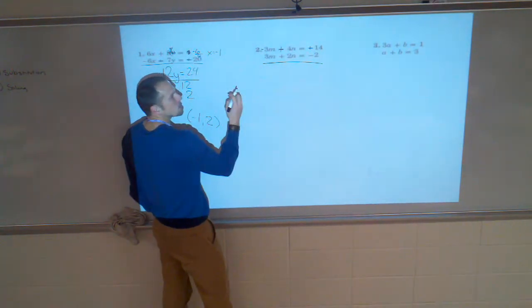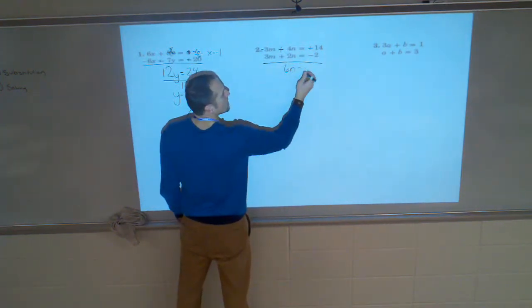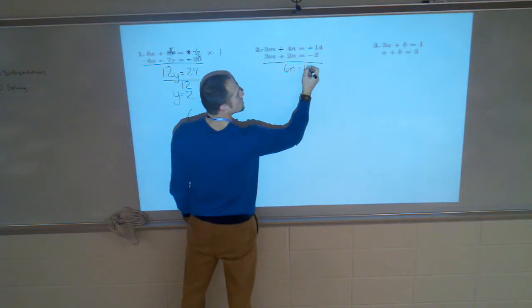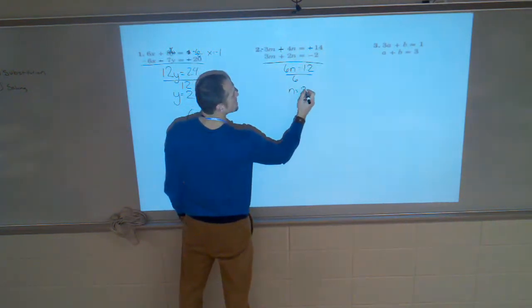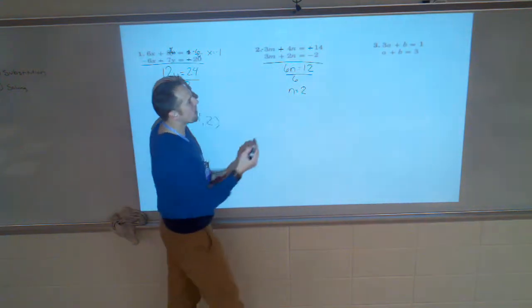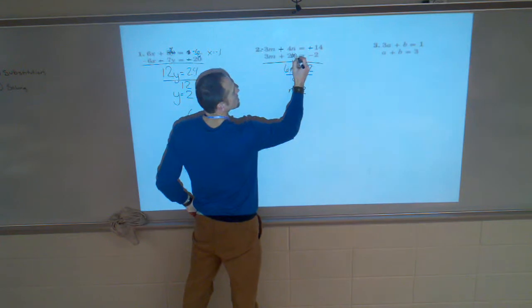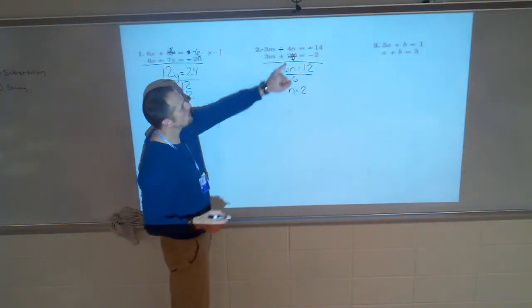Negative 3, positive 3 is a 0. Right here, this is going to be 6n. Positive 14 minus 2 is 12. Divide by 6, n equals 2. Now, I'm going to come back. I'll probably put them in this bottom because I didn't change this. This is going to be 4. Sub 2 in for n.